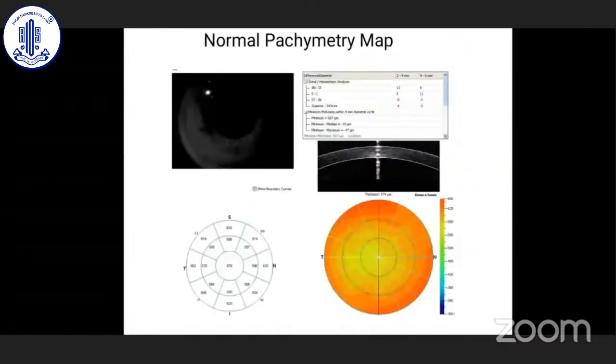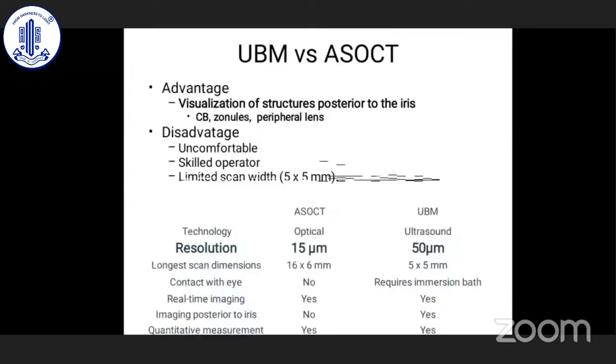With the anterior segment attachments, you can also get pachymetry, so you don't have to buy pachymetry separately. Now, UBM versus anterior segment OCT: both are used for anterior segment imaging. The advantage is you can see the ciliary bodies. Please follow the bold letters on the first line: ciliary body, the peripheral lens, and also the peripheral iris. So these are the advantages.